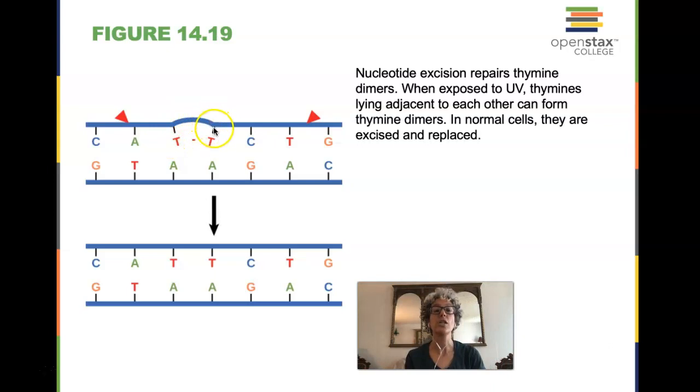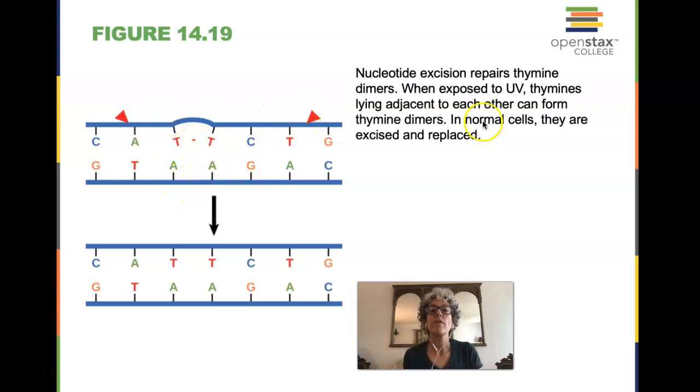That does cause the DNA to bend. During replication, polymerase wouldn't know quite what to do with that. It doesn't recognize it as 2 separate bases. It'll make its best guess as to what should go in there.